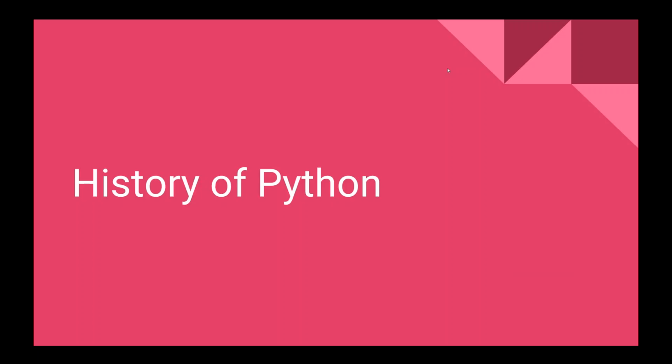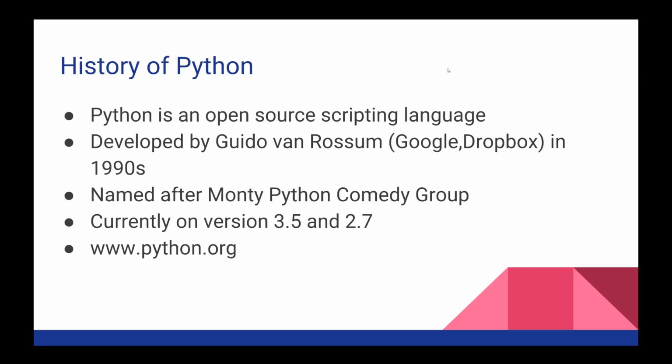So let's talk about just a very brief history of Python. Python's an open source scripting language, which is nice because that means you don't have to pay for it. And it was developed by a man named Guido van Rossum. He worked at Google initially and then now works at Dropbox. And it was developed by him in the 1990s. It was named after the Monty Python comedy group, which he was a big fan of, which is how it gets its name. And it's currently on version 3.5 and 2.7. And if you want to get the official documentation or information, the official website is www.python.org.